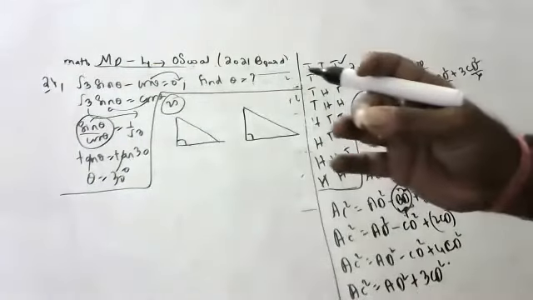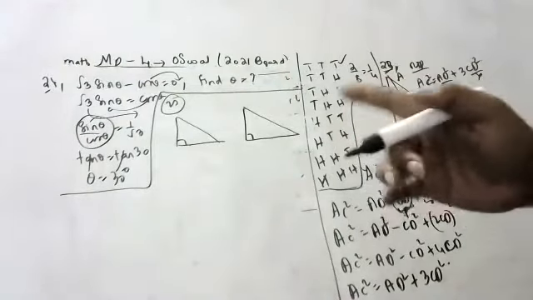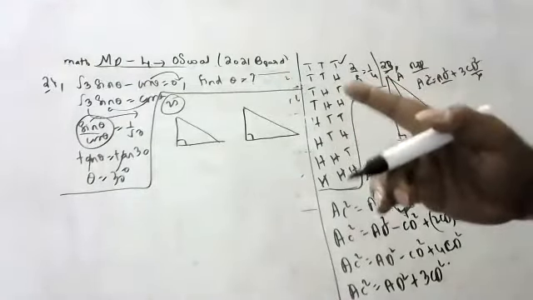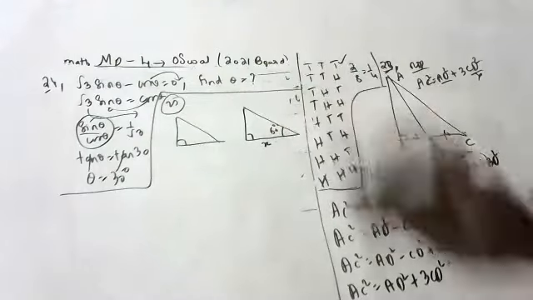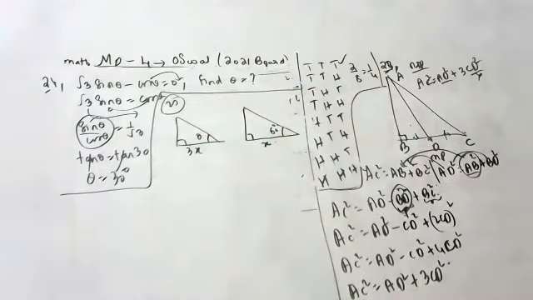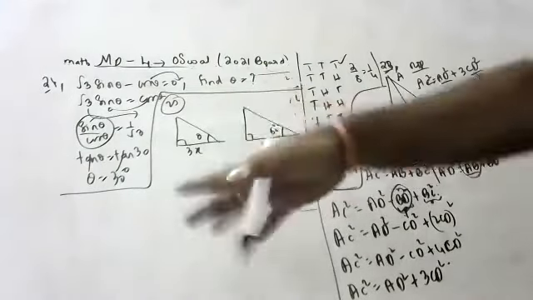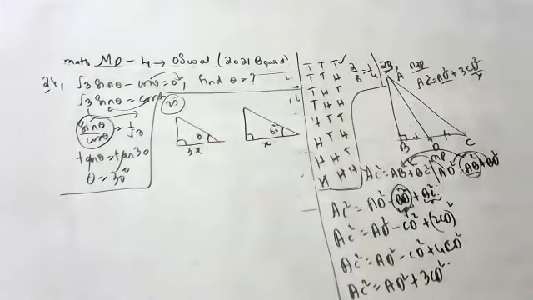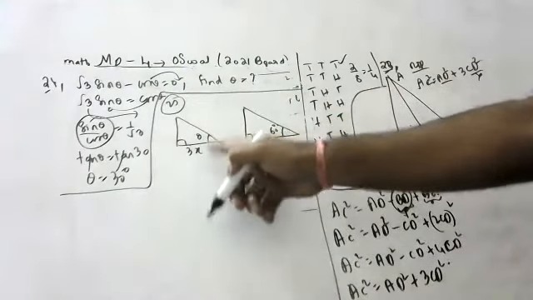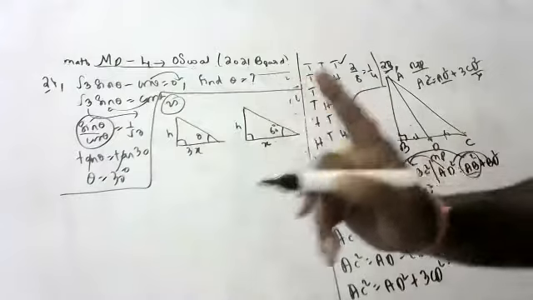Children, the shadow of a tower is 3 times as long as its shadow when the angle of elevation is 60 degrees. When the angle of elevation is 60 degrees, if the shadow is x, imagine x. At some angle of elevation, it is 3x. Find the angle of elevation of the sun at the time of the longer shadow. This is the question. This height won't change here.